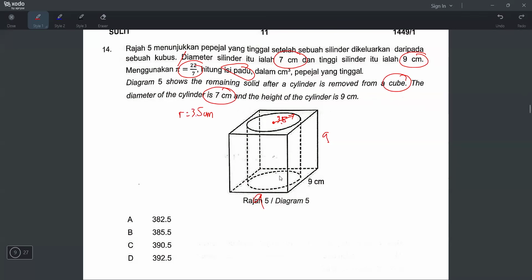Okay, so to get the volume of the remaining solid, you have to take volume of cube minus volume of cylinder, because the cylinder is removed, right? So this is how you do it to find the isi padu.